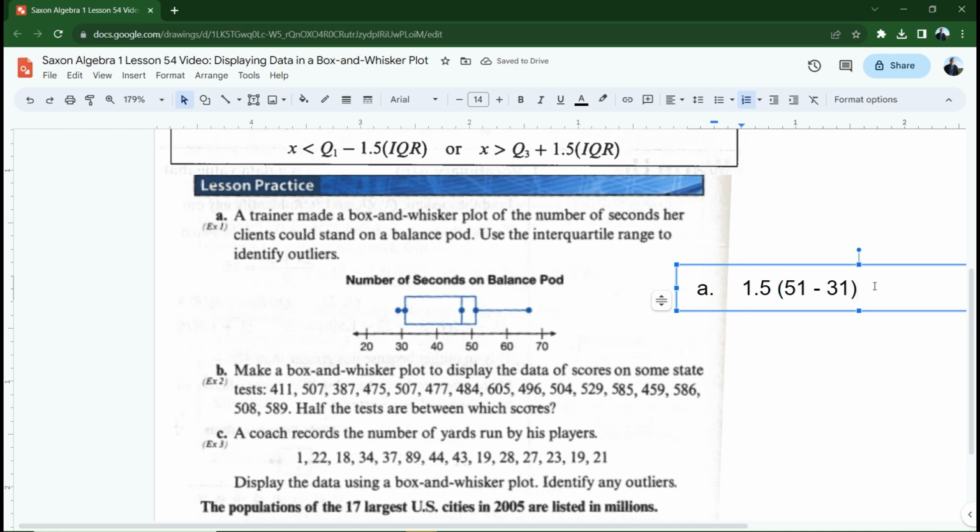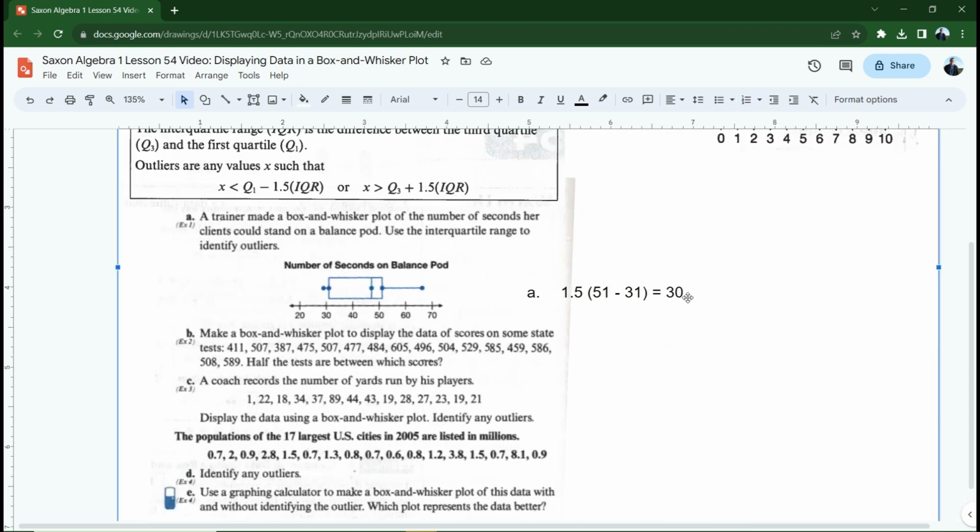Well, 51 minus 31 is 20. 1.5 times 20 is 30. So 1.5 times our interquartile range is 30. What does that mean? Well, what we can do with that is add that number to the third quartile and see if we have a number that's beyond that. Our third quartile is 51, so I add 30 to 51 and I get 81.